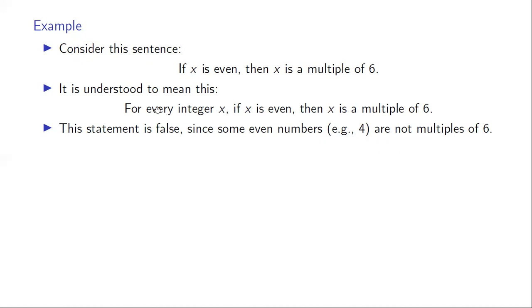But this sentence is understood to mean for every integer X, even though we never said explicitly "for every integer X." It's only understood, it's implied, but we have to make sure that it applies to every possible integer X. And because it doesn't apply to every possible integer, because there are some even numbers that are not multiples of 6, this statement is false. So the statement is false.